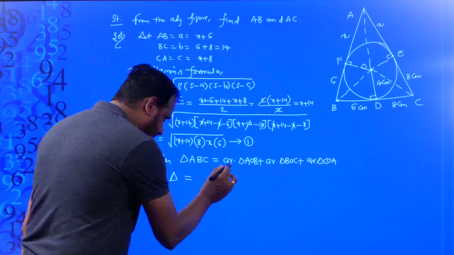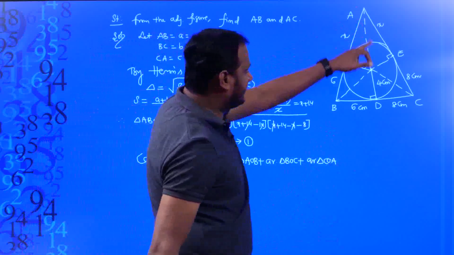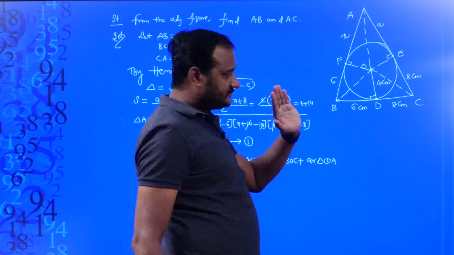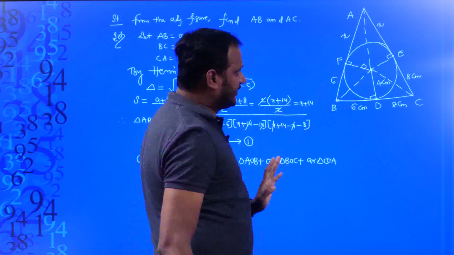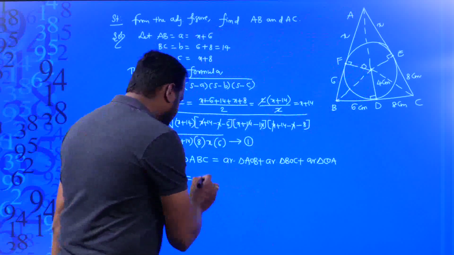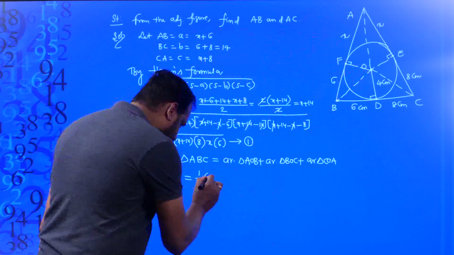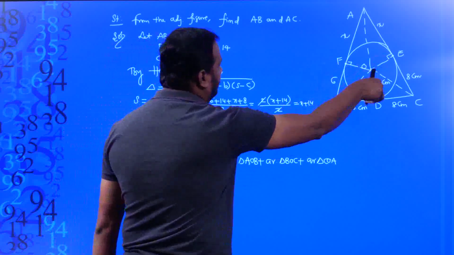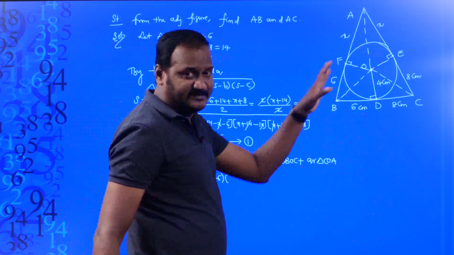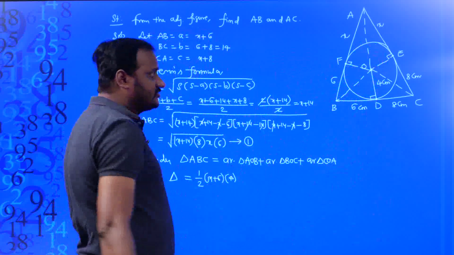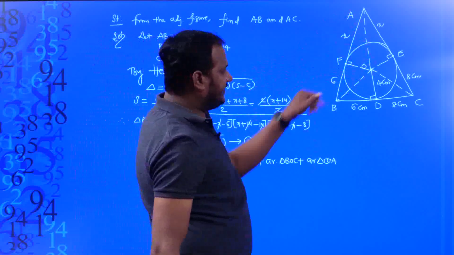Area of the first triangle AOB: for this triangle AOB, base is equal to AB, altitude is equal to OF. But what is this AB here? AB is equal to x plus 6. So half into x plus 6 times, of course, the altitude is always the radius in this particular figure. So what is the radius here? Radius is equal to 4. So this way we can find the area of triangle AOB.